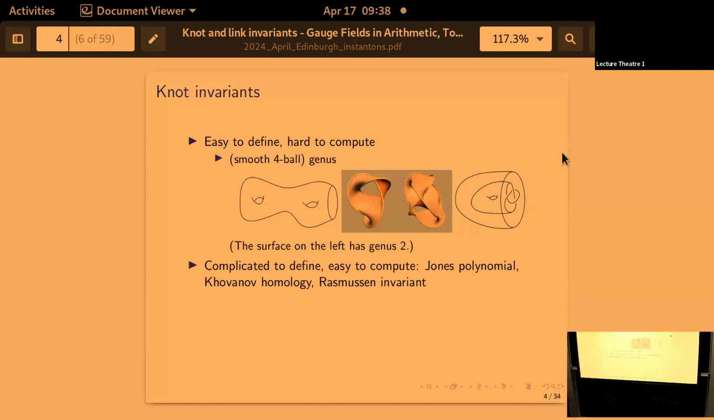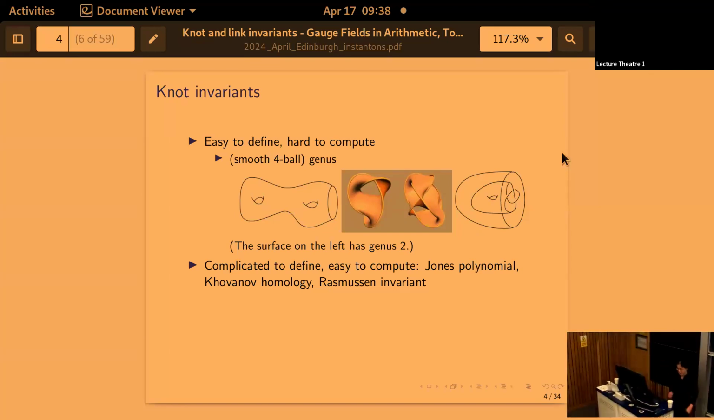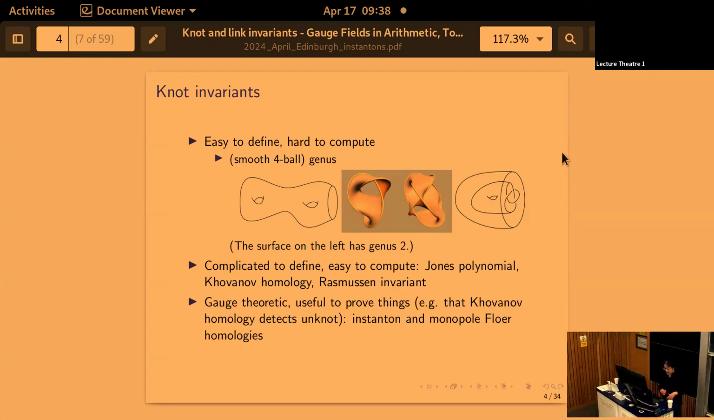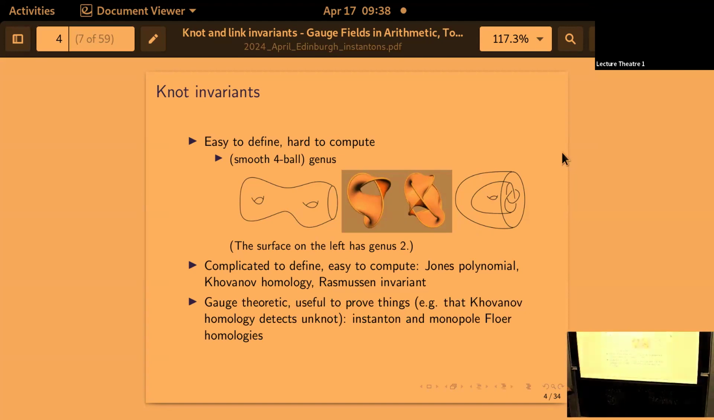So there's another kind of knot invariant, which are kind of complicated to define, but easy to compute. I will actually define some of these quite explicitly in the next few slides, so I'll just leave this there for the moment. But the kind of knot invariant I'm mostly going to be focusing on are ones that are gauge theoretic, and they don't really fall into this. They're not so easy to define really, and also not so easy to compute.